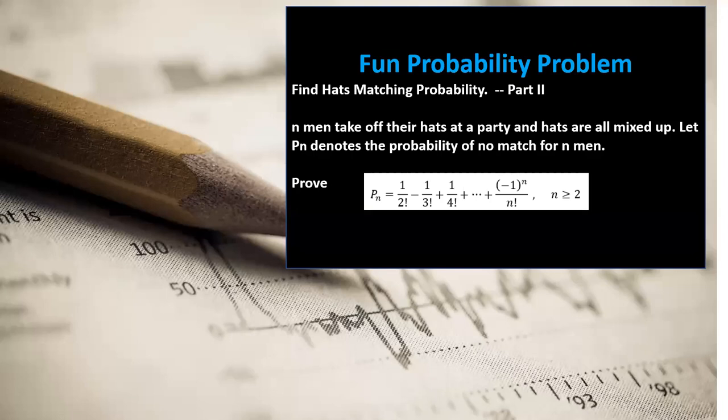And today we are going to work the second part of this fun probability problem: find the hats matching probability. From part one, we proved that P_n, the probability that none match, can be written as the sum of two terms, like P_{n-2} and P_{n-1}. And the second part is here. This is very interesting. We can also rewrite this term in this nice way here. Okay, so this is the formula we try to prove.